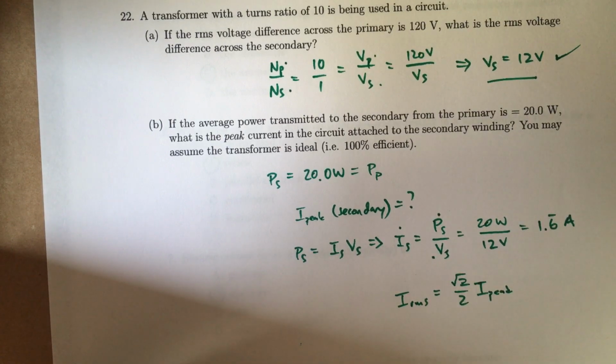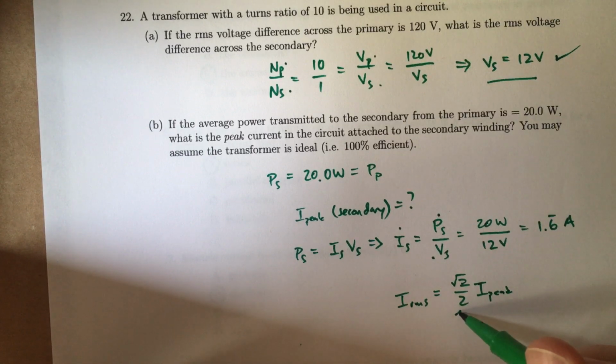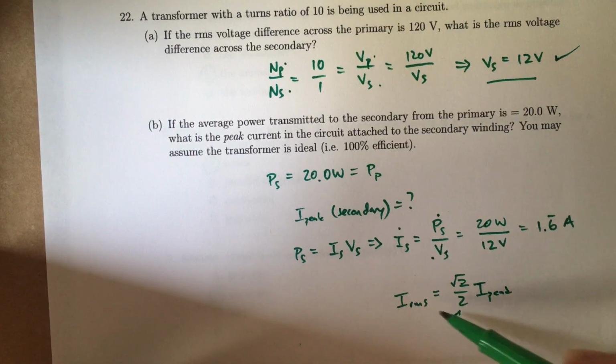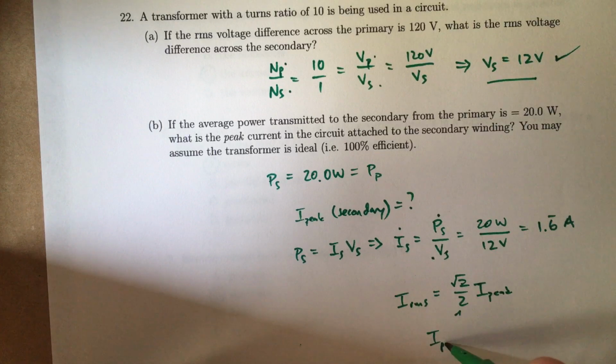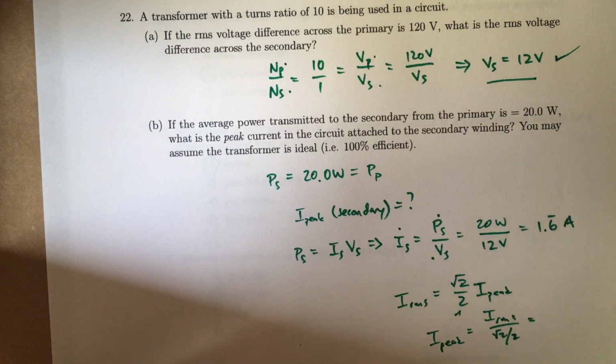Okay, so we have something like that. And remember that this is just 0.707, or near as makes no difference. So I peak is going to equal I RMS divided by square root of 2 over 2, or 0.707. And if we do that, we get about 2.36 amps is the peak current on the secondary.